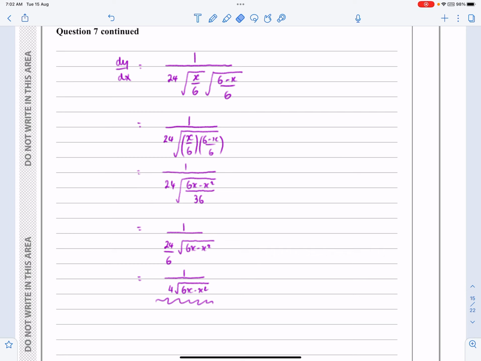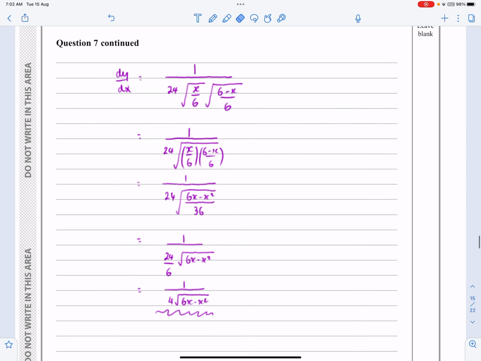So yeah, a fair old amount of algebra in there, especially the fractions work, but you just need to get used to those. Question 7 of a P3 paper is not going to be that straightforward. But I hope all that makes sense.